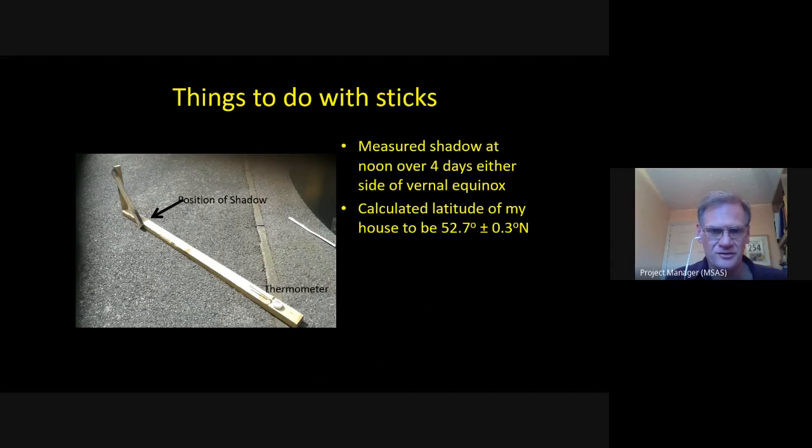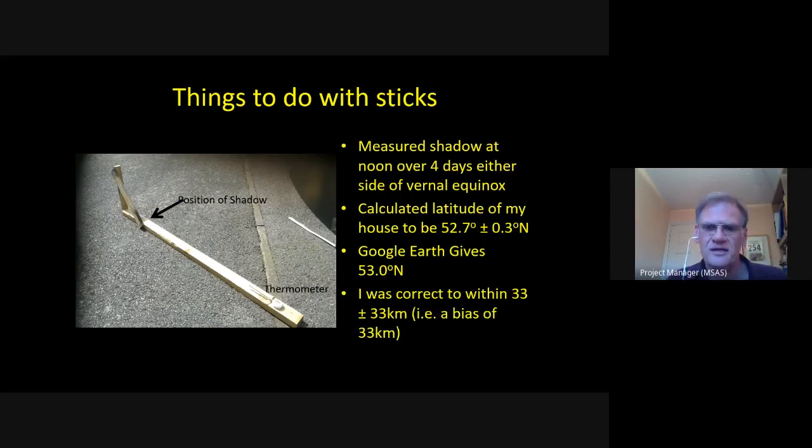I looked on Google Earth to find out what it said the latitude of my house was, and Google Earth gave 53 degrees. Now that means that I had a bias of probably 33 kilometers, and when I worked out the errors, my errors were plus or minus 33 kilometers. But with a stick on my drive, I managed to work out my latitude to within 33 kilometers. So it just shows what you can do with a couple of sticks.